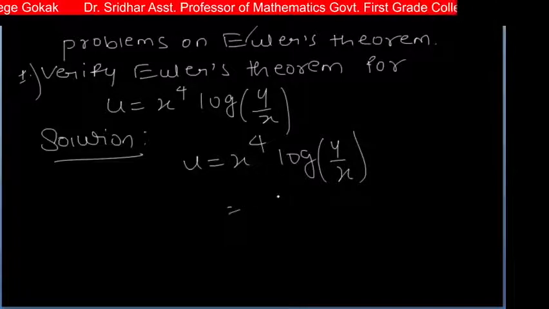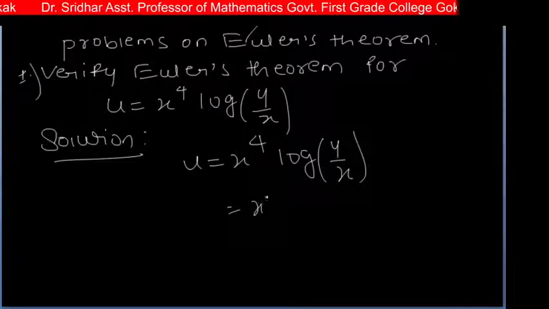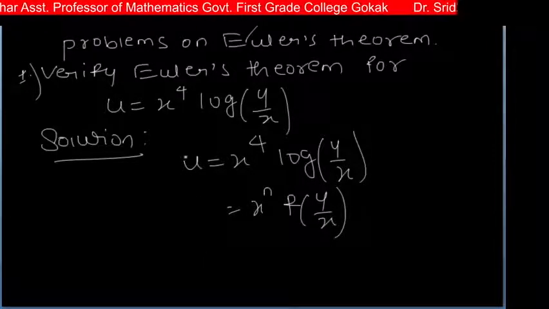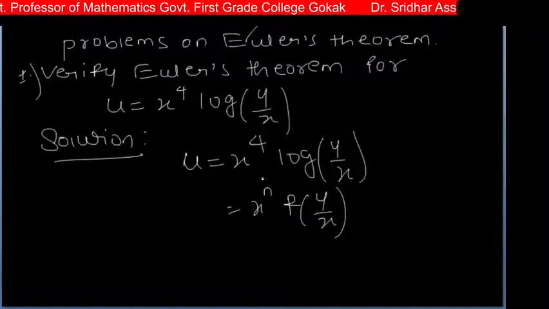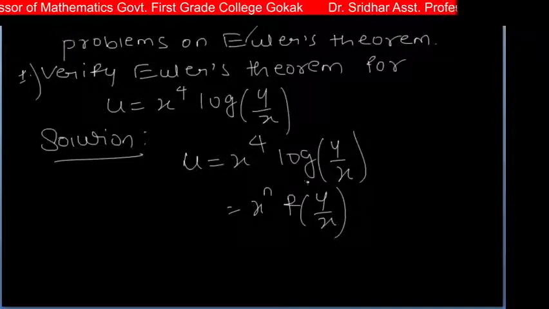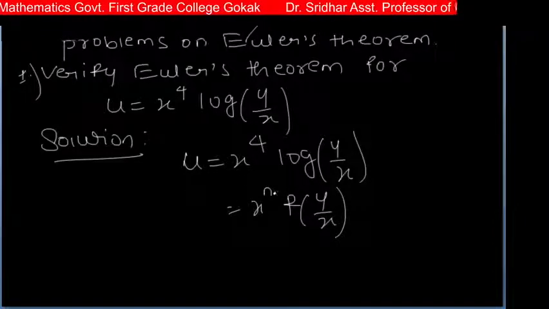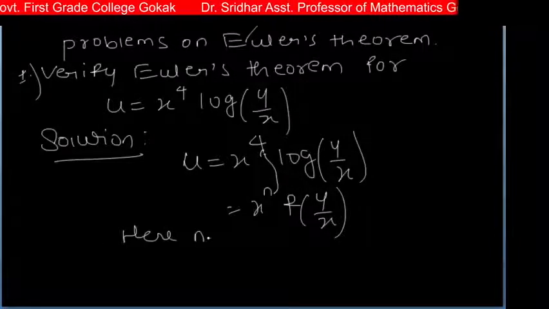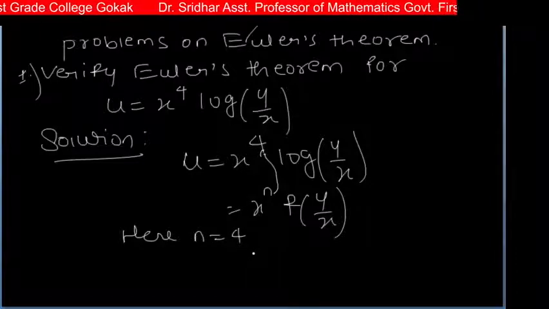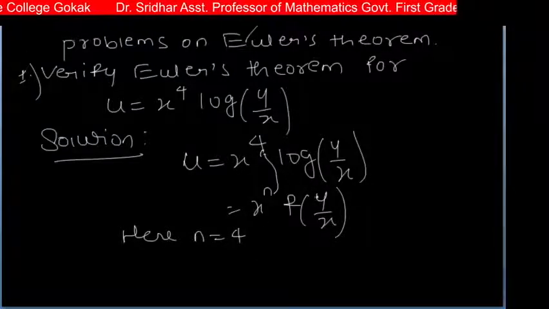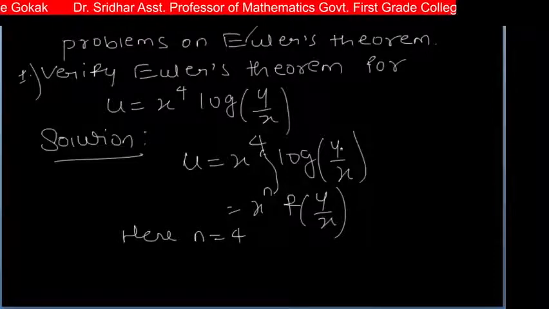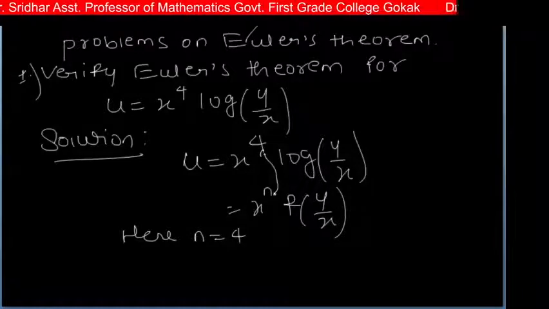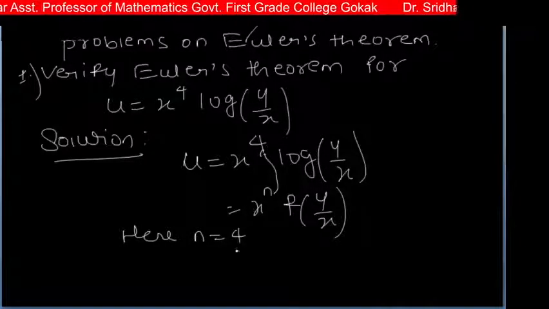Now, it is already in the standard form. It is of the form x^n f(y/x). So u is already in the form x^n f(y/x), which means here n is equal to 4. Directly it is already in the standard form, x^n f(y/x). Here f(y/x) is log(y/x), and n is equal to 4.